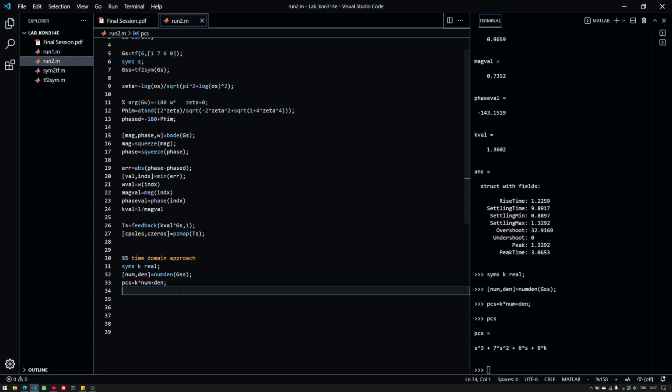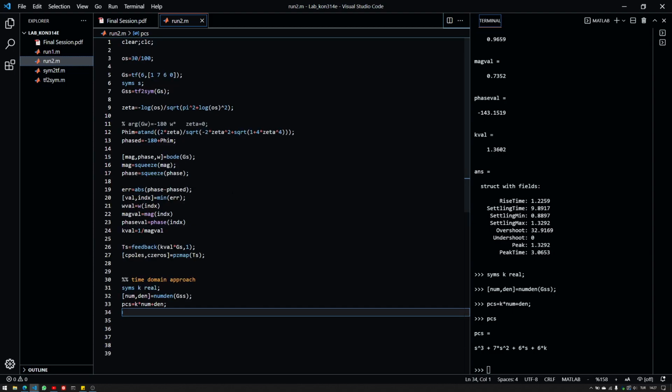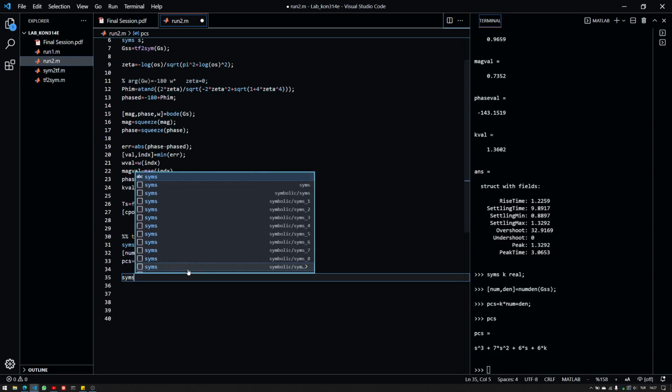So since you have that, we need another model that will correspond to our desired closed loop. Now, therefore, we know that we will use a set of complex conjugate poles, but we only know the zeta value. This means that we will need a symbolic omega.